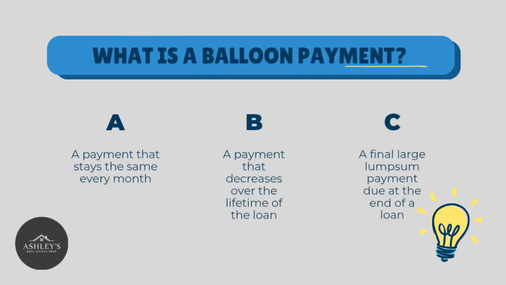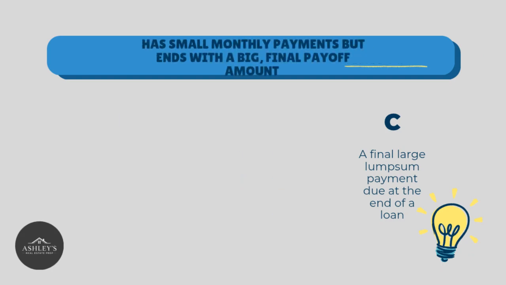What is a balloon payment? A. A payment that stays the same every month. B. A payment that decreases over the lifetime of the loan. C. Or a final large lump sum payment due at the end of a loan. The answer is C, a final large lump sum payment due at the end of the loan. It's always going to start off with small monthly payments, but it'll always end with a big final payoff amount.